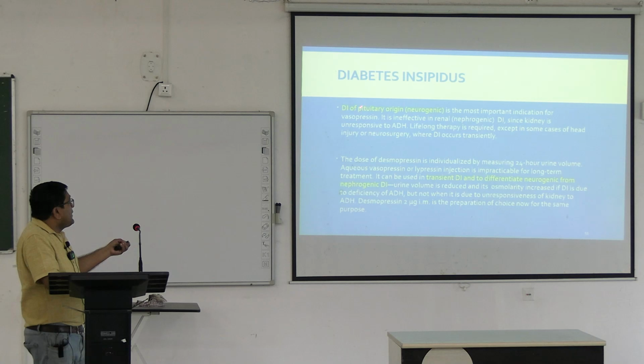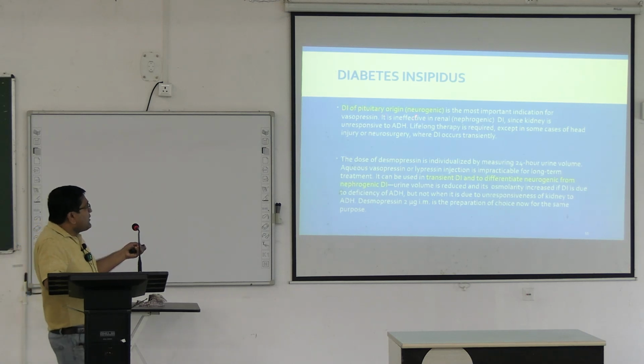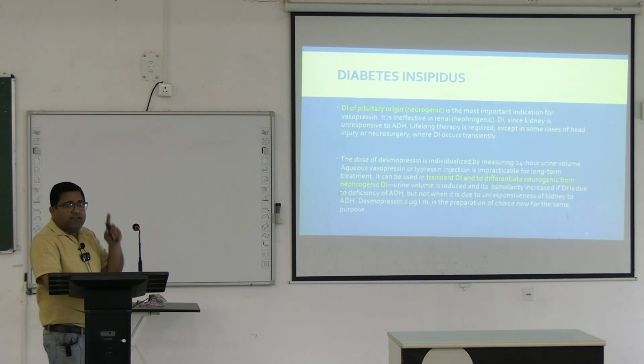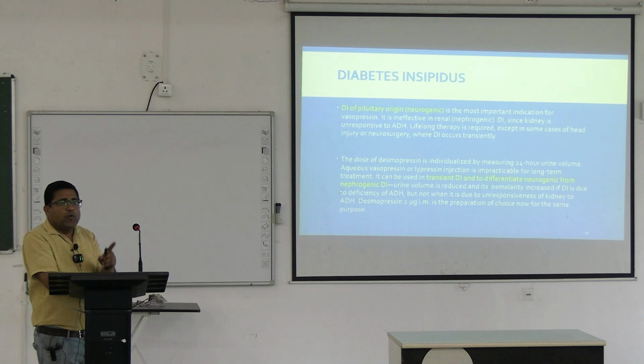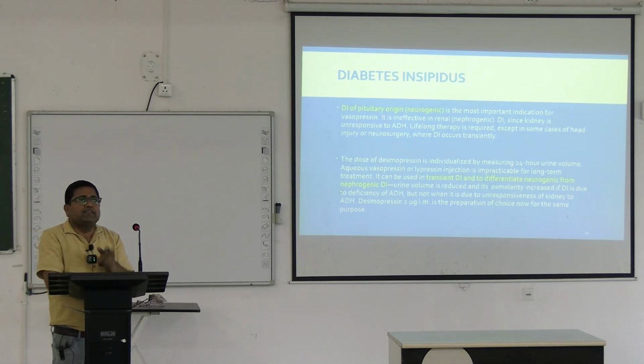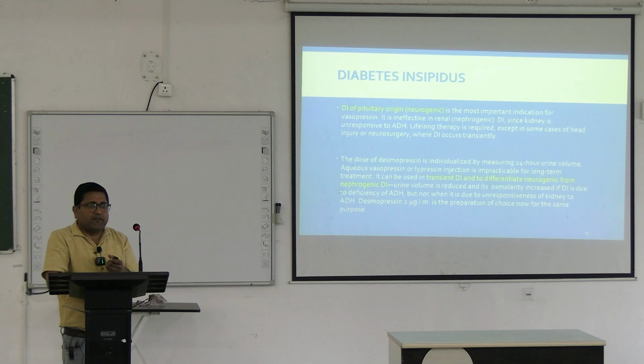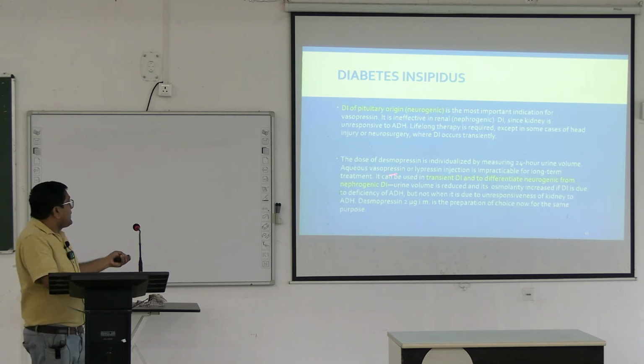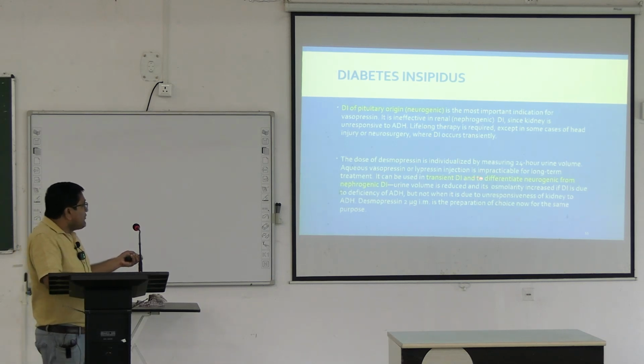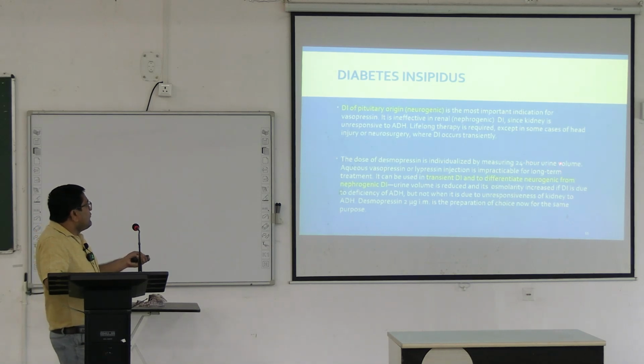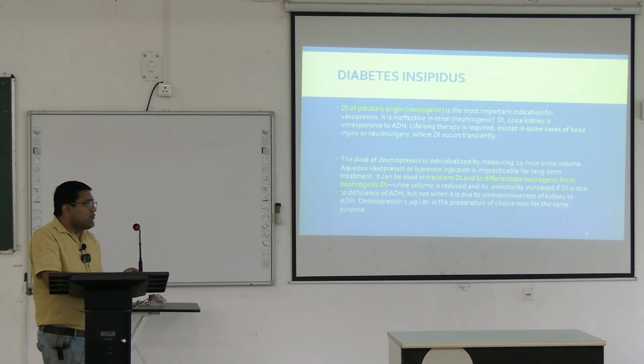So, it is used primarily in the diabetes insipidus of pituitary origin. It is ineffective in renal diabetes insipidus. Lifelong therapy is required, except in certain cases where there is transient diabetes insipidus, like in case of head injury patient, in case of stroke patient. The dose of desmopressin has to be individualized by measuring 24-hour urine volume. Aqueous vasopressin and lypressin injections are impracticable for long-term therapy, but can be used in transient diabetes insipidus, and to differentiate between the neurogenic and nephrogenic diabetes insipidus.